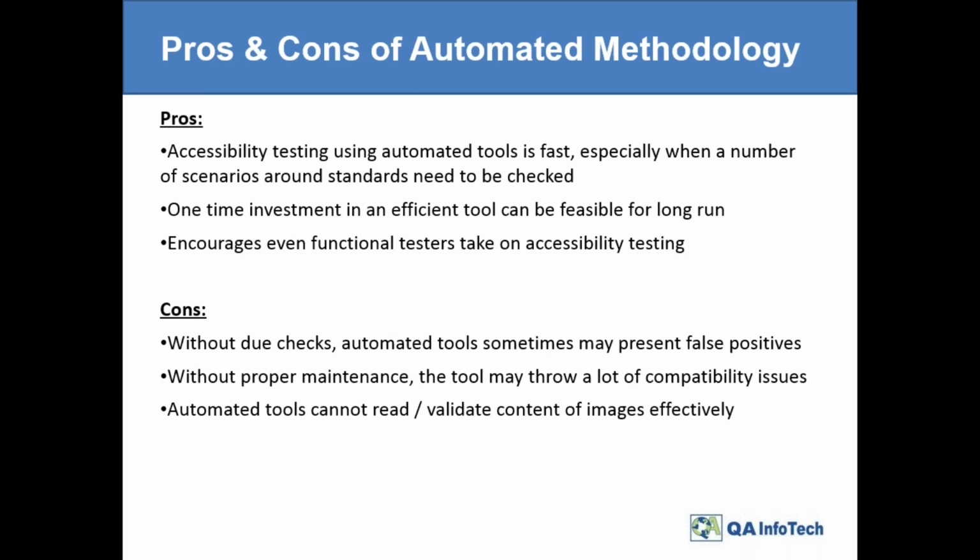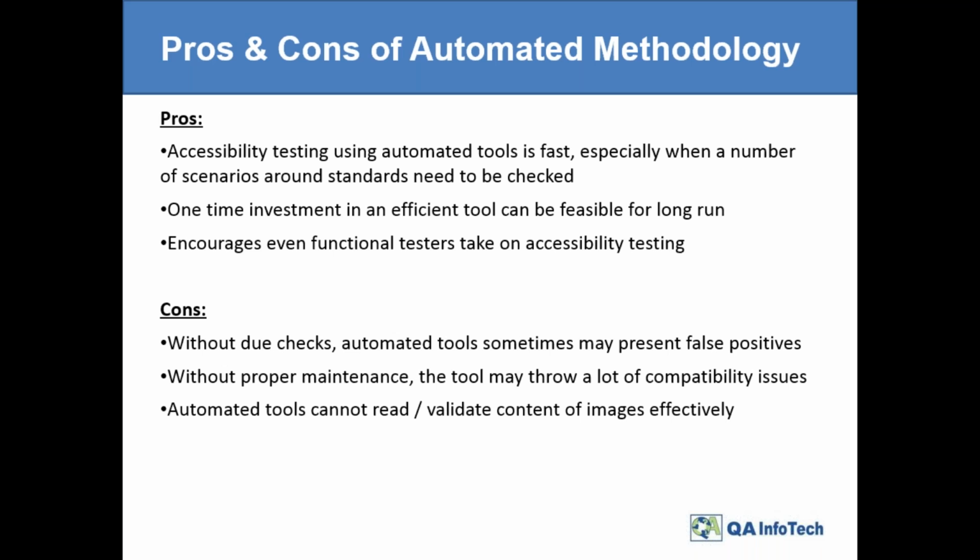Now comes the pros and cons of automated methodologies. So let's try to understand the pros and cons. Talking about the pros first. Accessibility testing using automated tools is fast. Yes, we all know that, because manual takes time. And we can get a defect report using an automated tool in a few seconds.